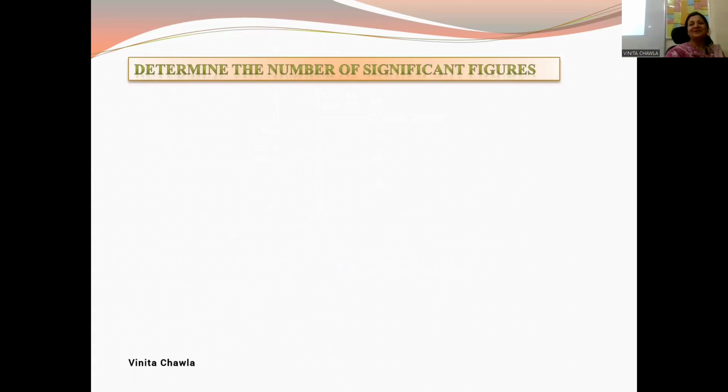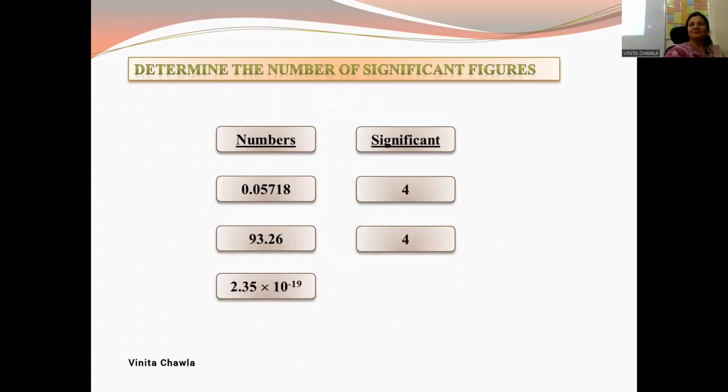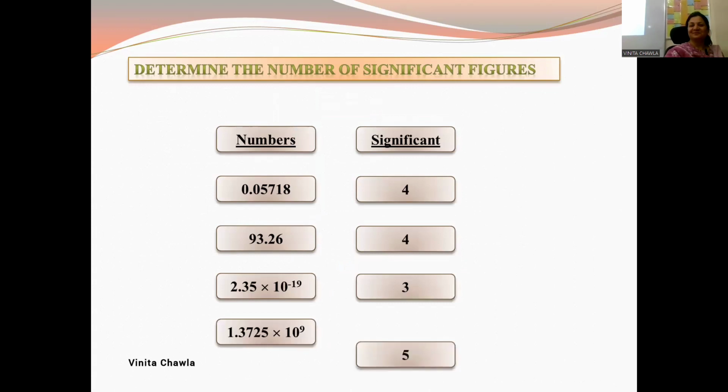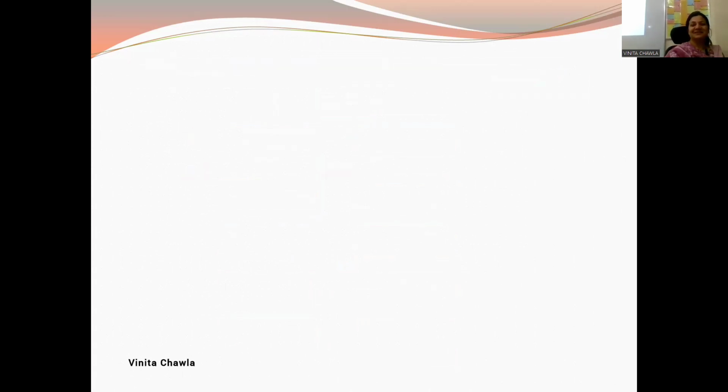Determine the number of significant figures. Okay, I'll give you numbers. You have to find the number of significant digits. 4. 4. 3. Shabash. 5. Correct. The number of significant figures is 1. Very good. 3.